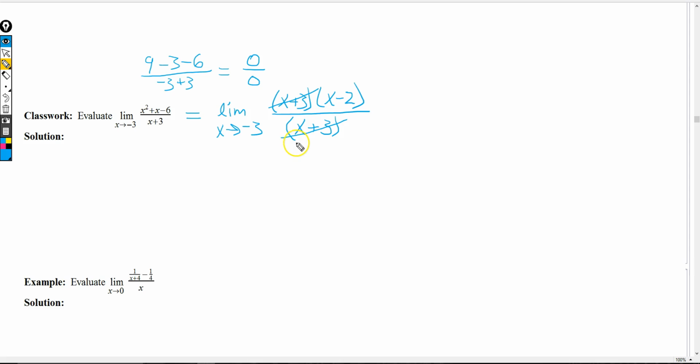So what we've done here is we've eliminated the problem part, which was the x plus 3. That was going to 0 originally. We've gotten rid of it. And so now this is just the limit as x approaches -3. And now you can just plug the -3 in for the x.